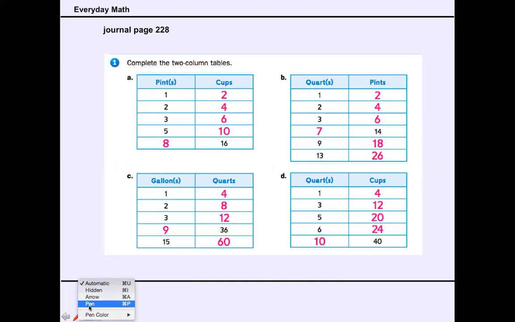So I'm actually seeing another pattern. To get from pints to cups, I multiplied by 2. To get from quarts to pints, I was multiplying by 2. To get from gallons to quarts, I was multiplying by 4. And to get from quarts to cups, I'm also multiplying by 4. Which means that if I was going from cups to quarts, I would do the opposite of multiplication and divide by 4. So when they asked me this last one, 40 cups, I would divide by 4 and I would get 10 quarts. So I know there are 40 cups in 10 quarts.